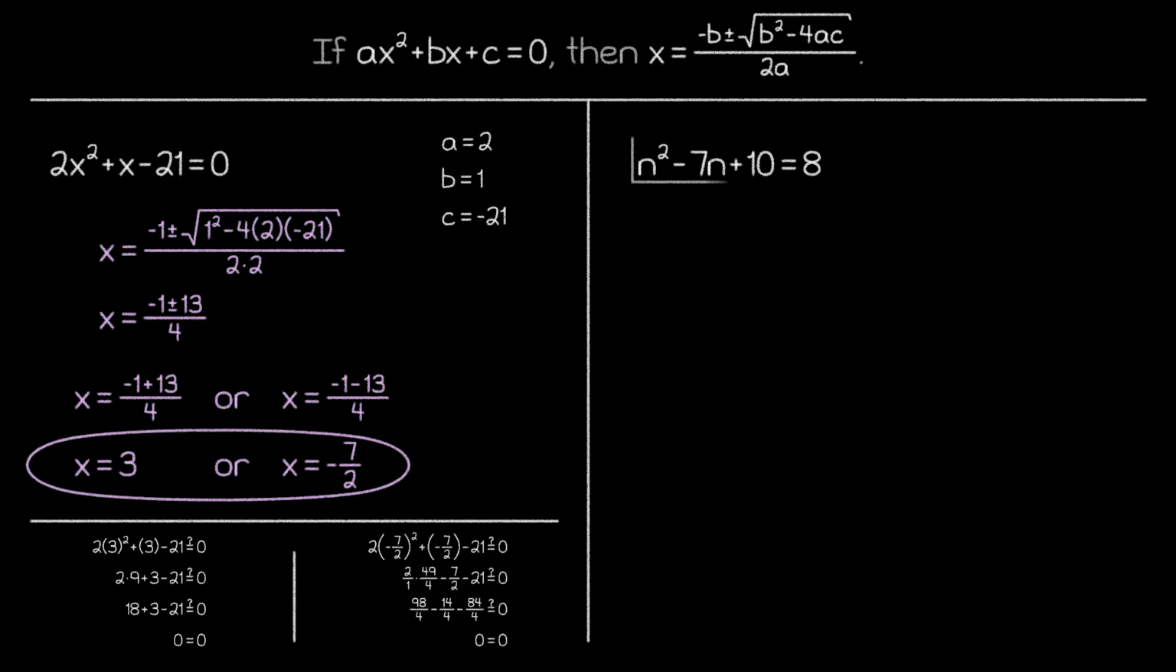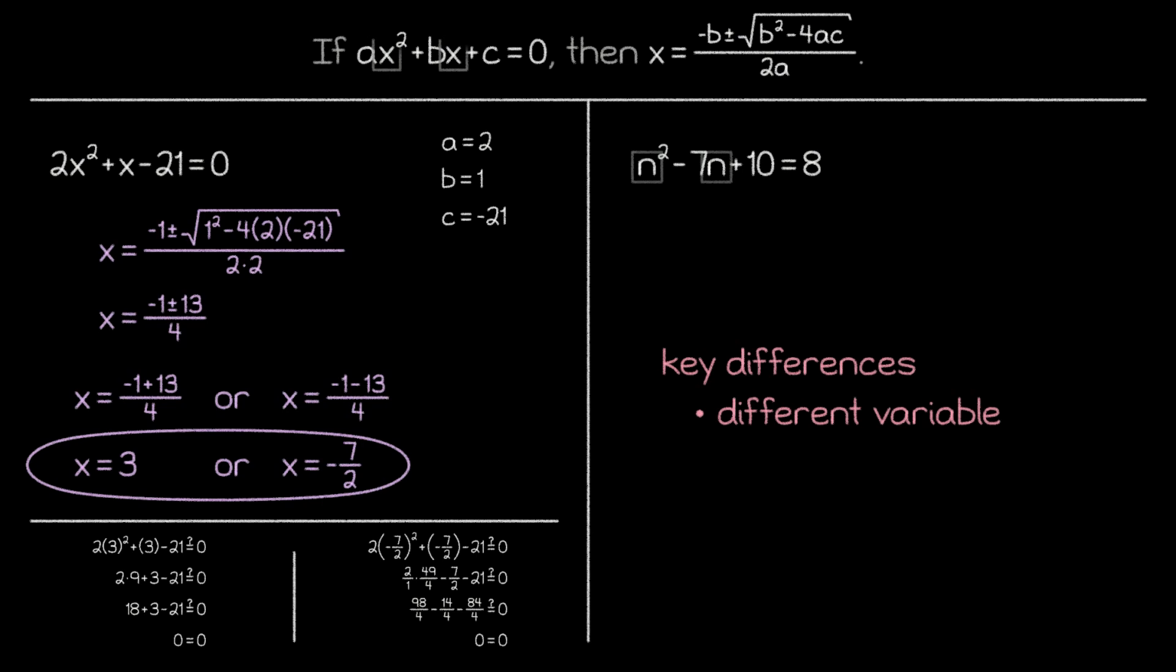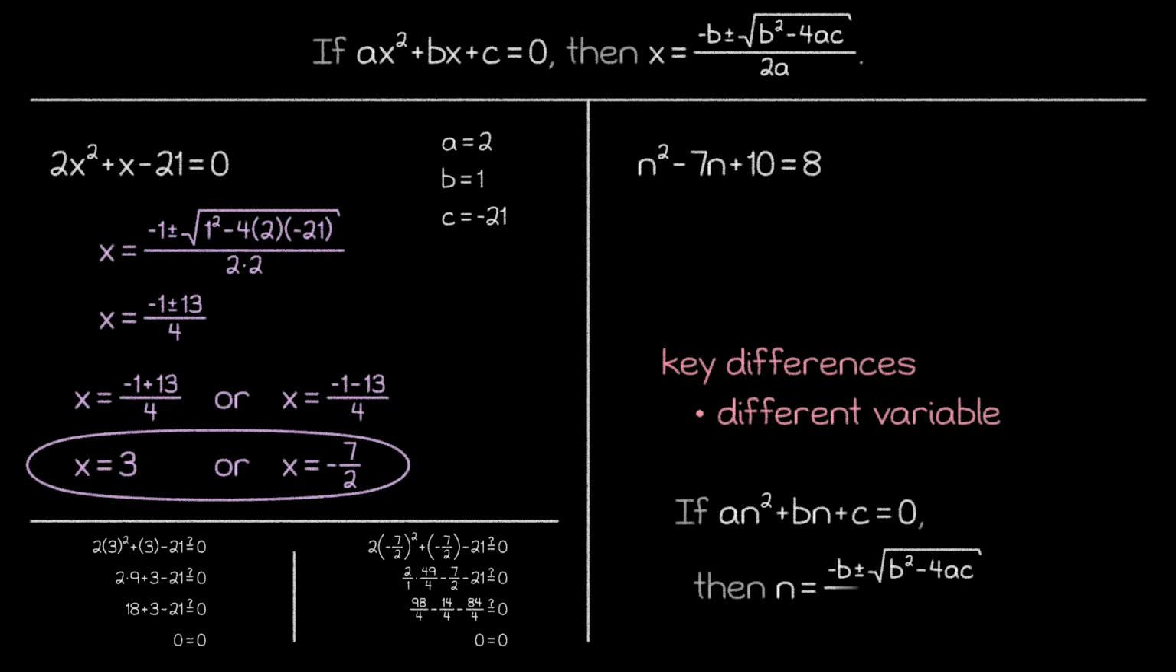With that, let's check out our next problem. There are 2 key differences with this problem that we should pay attention to. First, notice that this problem has a different variable. We're using n instead of the x that's in our conditional statement up top. This won't be a big deal at all, however, since the quadratic formula can easily be rewritten for other variables like this.